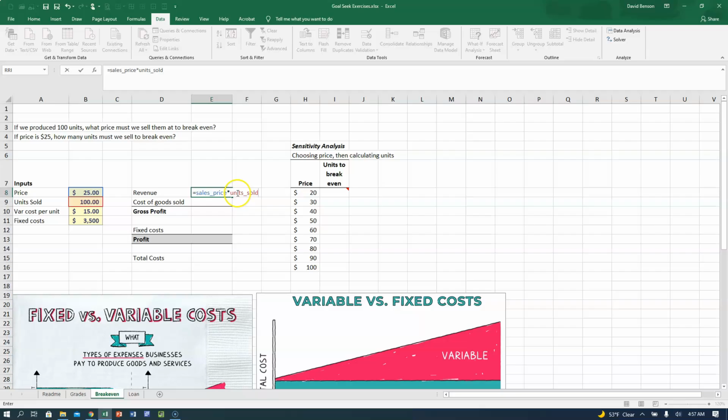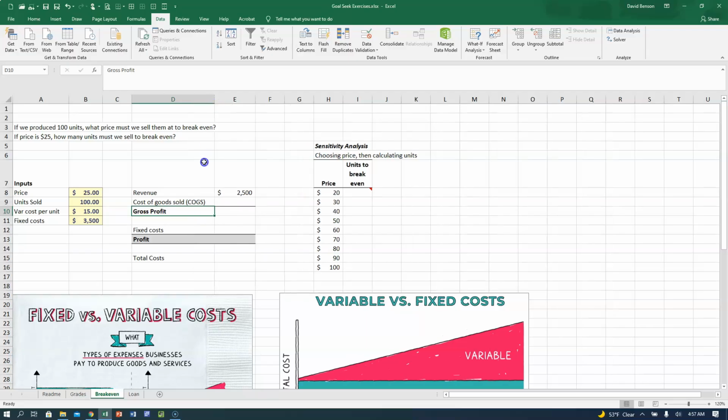Okay, sales price times units sold. Cost of goods sold, I'm going to put in here, is COGS. That's what you will often call it in your accounting class. These are the variable costs, like the cost of selling each of those ice cream cones: the milk, the sugar, the cream, all that stuff. So I sold 100 units and it cost me $15 a unit in this example.